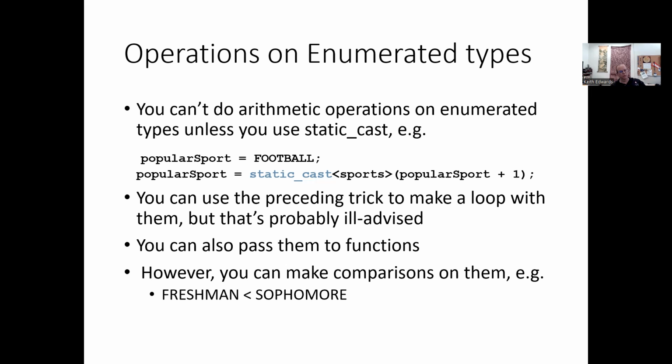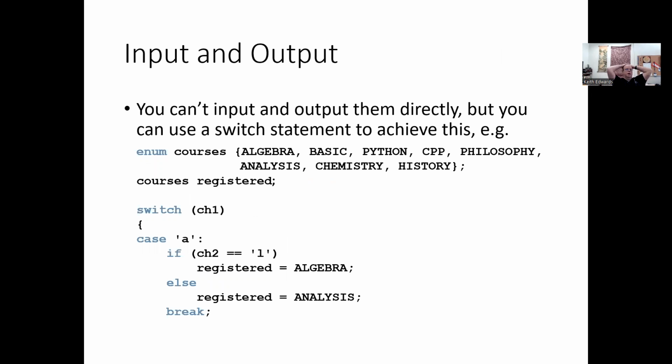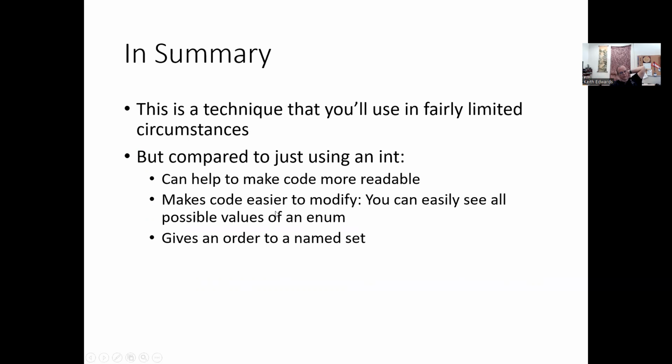You can also pass them to functions, and you can make comparisons on them. You can't input and output them directly, but you can use a switch statement to achieve that. So here I have courses for maybe a CS degree: algebra, basic, Python, C++, philosophy, analysis, chemistry, and history. And then I can indicate the registered courses, switch on a particular value, char 1, and then have char 2. If char 2 is L, then it's algebra. Otherwise, it would be analysis, because I have two things there. So I can take in two different values.